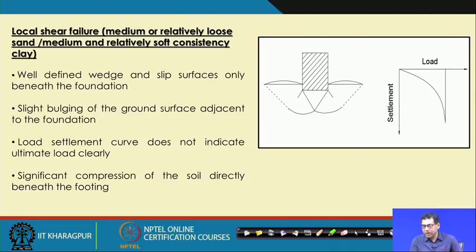So these are the characteristics of local shear failure, and then the question is how we will determine the ultimate load in the case of this type of load settlement curve, because there are methods by which we can determine the load with this type of curve. That is called the single tangent method or the double tangent method.